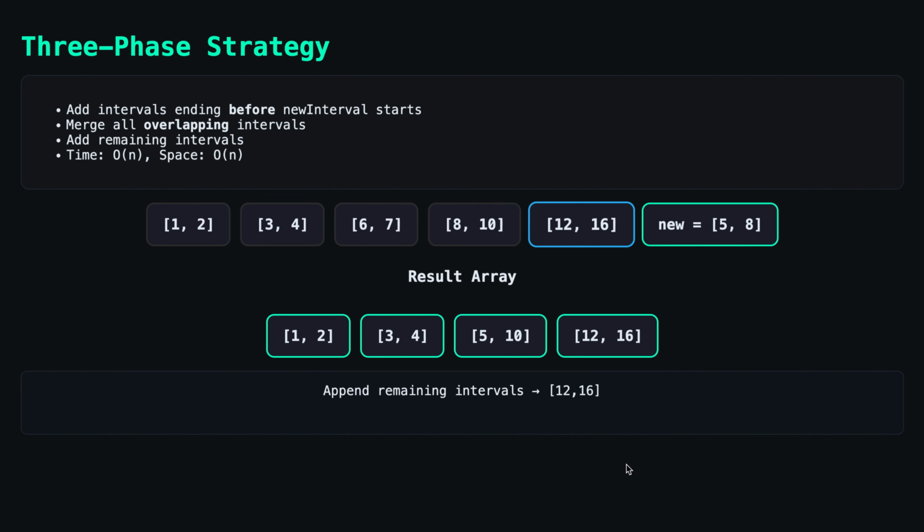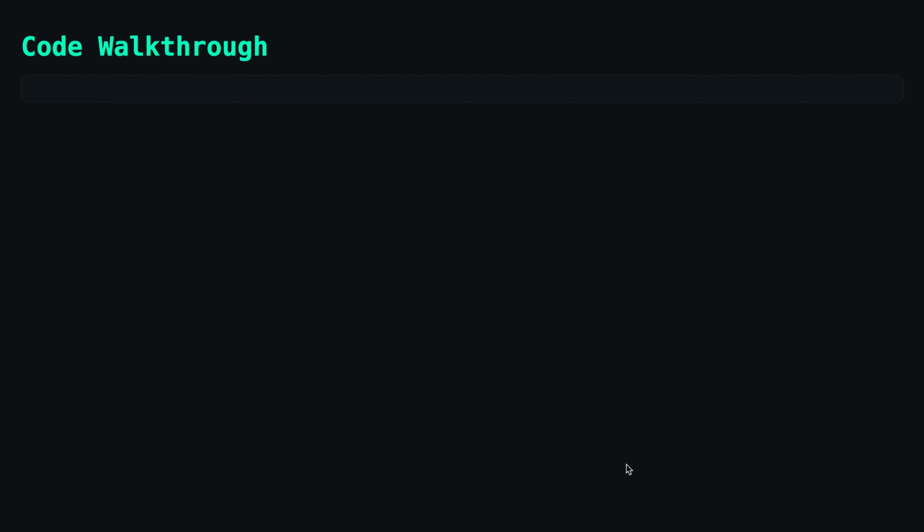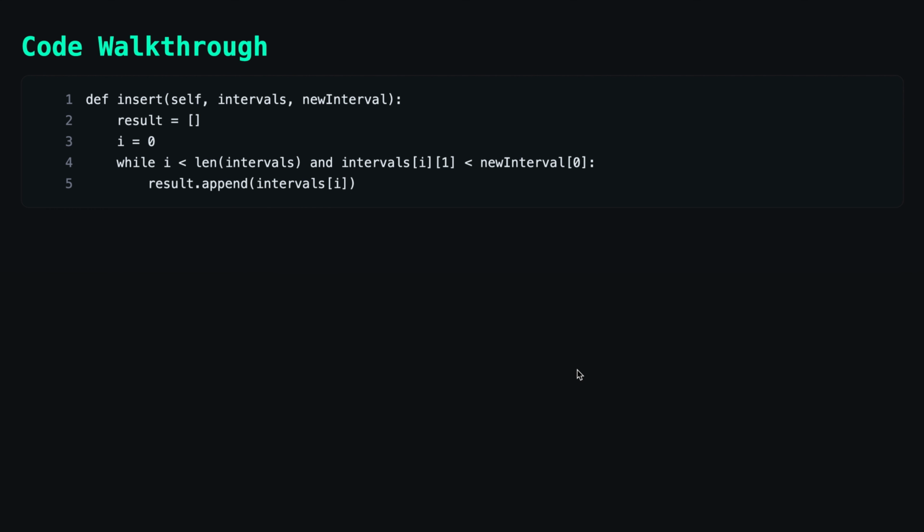Now maybe let's look at the code that implements this logic. We start by defining a function called insert, which takes the list of intervals and the new interval as an input. Then we initialize an empty list called result to store the final answer. Then we create a pointer i to iterate through the intervals. And now we add all the intervals that end before the new interval starts. These intervals cannot overlap, so we directly append them to the result.